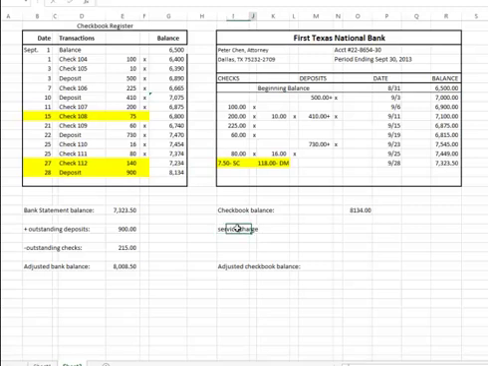Trying to put in a formula. Okay, minus the service charge of $7.50, and then the debit memorandum of $118. So when I take my balance in my check register minus the two items that the bank deducted, I will get $8,008.50. And as long as these two numbers balance, the adjusted bank balance and the adjusted checkbook balance, then I've reconciled my account and I'm ready to go with the next month.